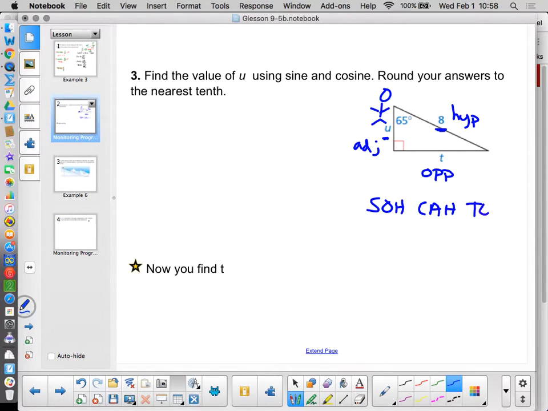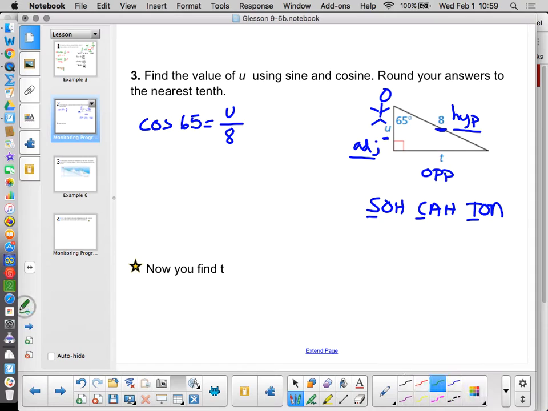Here's my SOHCAHTOA. Which one of the functions, sine, cosine, or tangent, uses adjacent and hypotenuse? Well, sine is opposite hypotenuse. No. Cosine, adjacent. Aha. Cosine is the one that uses adjacent hypotenuse. So we're going to use the cosine function here to find U. So the cosine of the angle equals the adjacent, U, over the hypotenuse, 8.